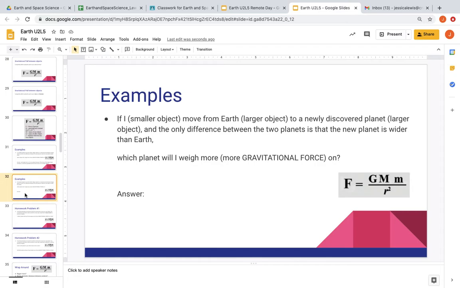If I, the smaller object, again this small m, move from Earth, the larger object, to a newly discovered planet, this larger object, and the only difference between the two planets is that the new planet is wider than Earth, which planet will I weigh more on? Which planet will have a greater gravitational force between me and the planet? Take a second, pause the video, try to answer this one yourself. For this one, we are looking at distance between you and the center of the planet. So we are actually looking at the r at the bottom of the fraction. Remember, if r gets bigger, the force on you gets smaller.